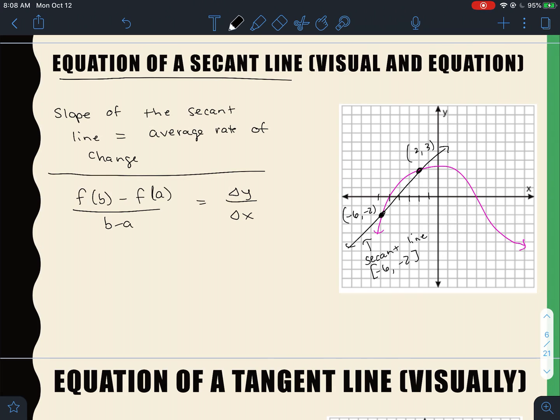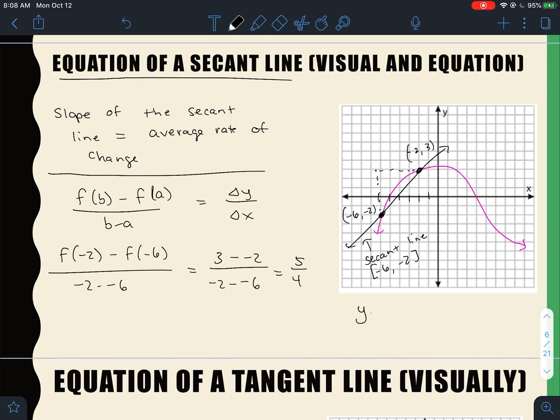So if I wanted to find the slope of that line, I would do the change in the y value, so I would find f at -2 minus f at -6 over -2 minus -6. So this would be 3 minus -2 over -2 minus -6, which would be 5 over 4. So if I look at this, I should have gone up 5 over 4. So that is the slope of the secant line.